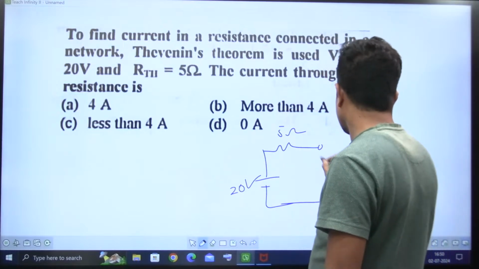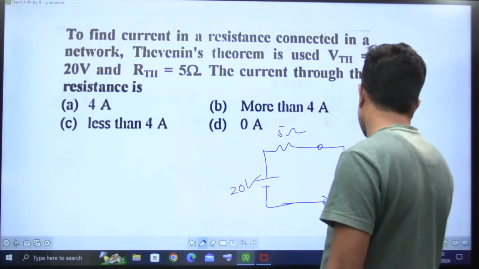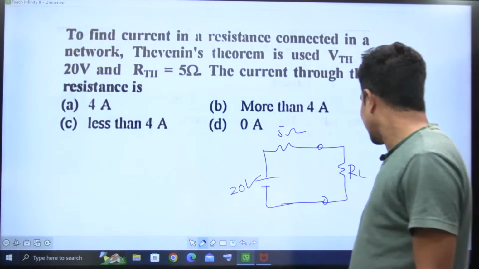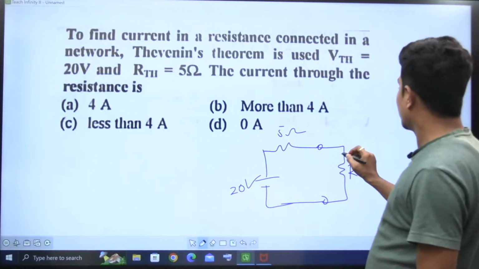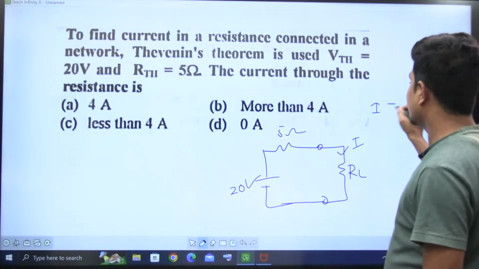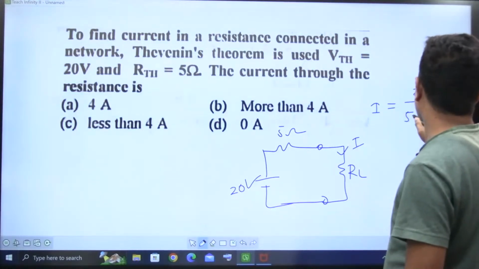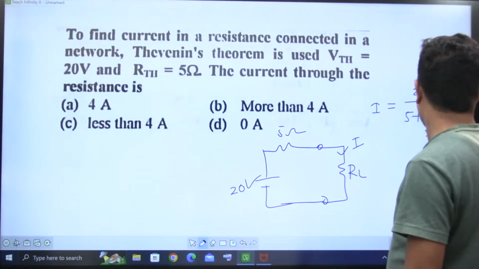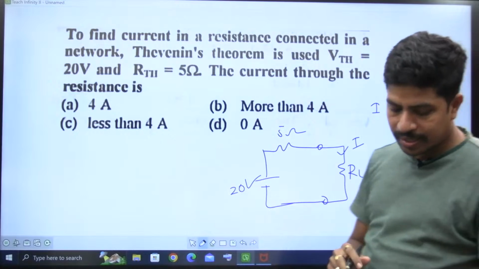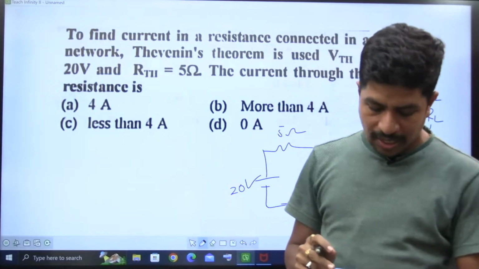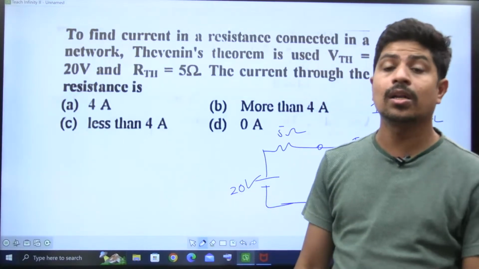See here, the load is connected, this is R load. Whatever the value of R load may be, it is asking for the current. So current I is equal to 20 divided by 5 plus RL. RL is anyhow positive. There is no question of RL being negative.